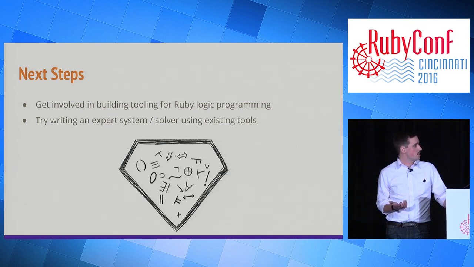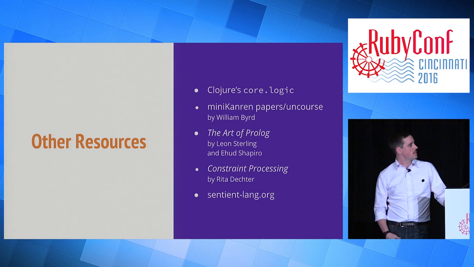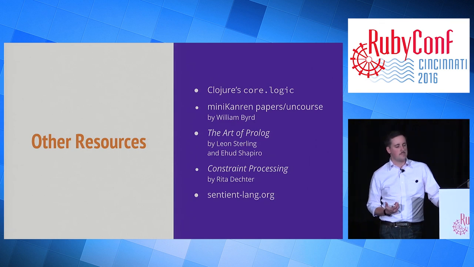And if you're interested, try writing an expert system in one of these tools. Pick it up, take a couple weeks to take a look, and write a Sudoku solver, or write something that narrows things down with music or some other area that has these constraints. If you're interested in learning more about this, Clojure's core logic library is probably the best developed example of one of these embedded libraries. And you can take a look at that.